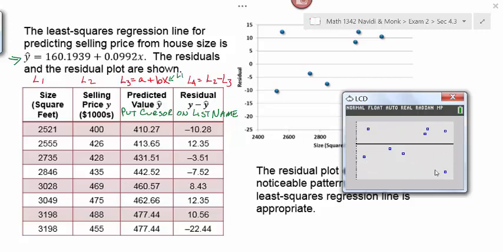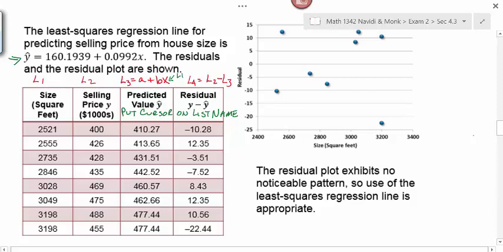Because there's no pattern on my residual plot, that means that this is a linear set of data and I can feel confident in my linear regression line. And you can watch the video again to review how we did the residuals. But to do the residual plot, let me write down some steps right fast.